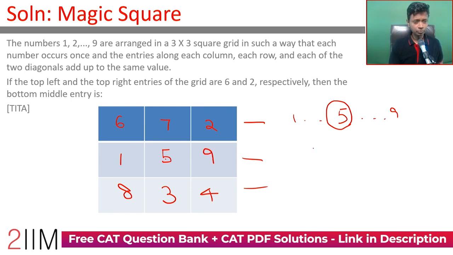So we want to know the bottom middle entry. Bottom middle entry is 3. The answer should be 3. Stick the middle number in the middle, and then this kind of question becomes very simple. Find the total of everything put together. That is 45. So each row, each column should add up to 15. Then work from there.